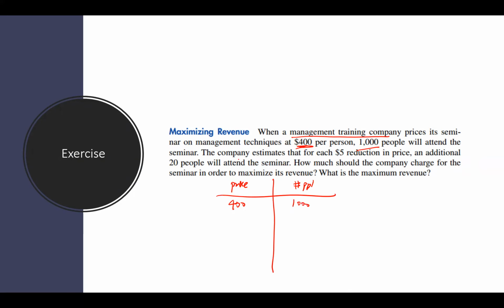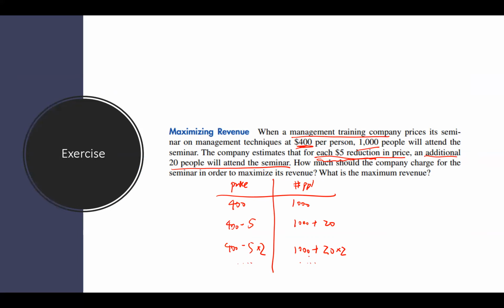Now it also says that the company estimates that for each $5 reduction in price, an additional 20 people will attend. So what does this mean, right? If I reduce by $5, which gives me 395, then my attendance will increase by 20 people, so it's going to be 1,000 plus 20. What if I reduce by $10? So 400 minus 5 multiplied by 2, I have another 20 people, so it's going to be 20 times 2.